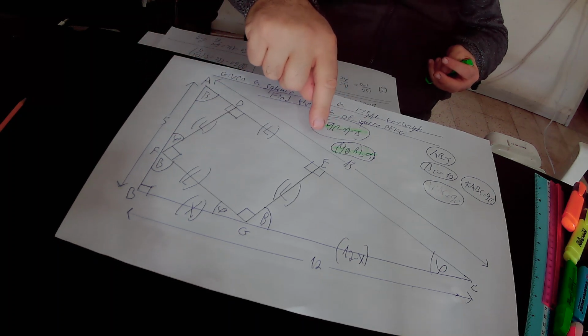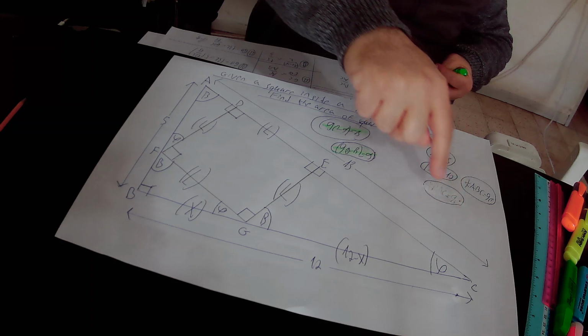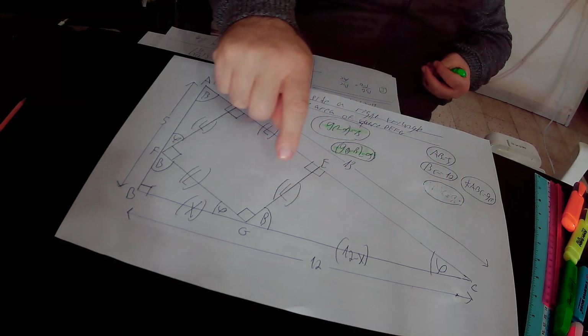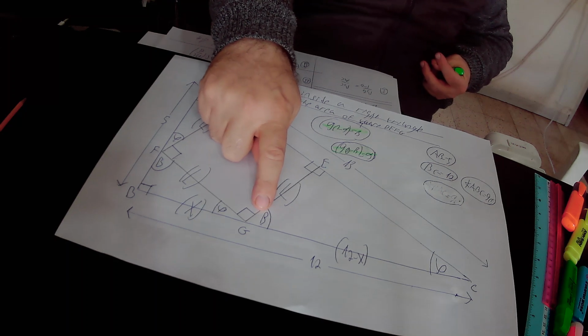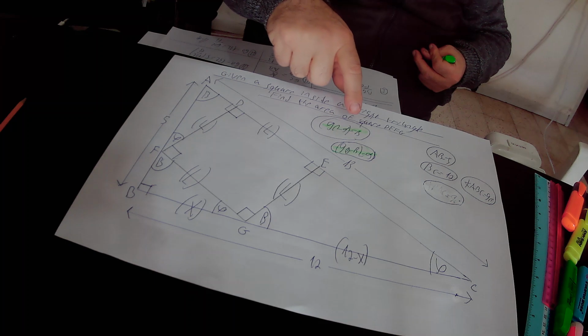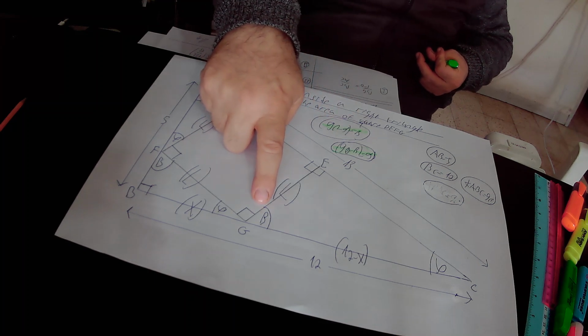Likewise, we focus on the right small triangle, triangle EGC. In the right small triangle EGC, this angle equals alpha, this angle equals 90 degrees, therefore the missing angle must equal 90 degrees minus alpha. But 90 degrees minus alpha equals beta, therefore the missing angle must equal beta.